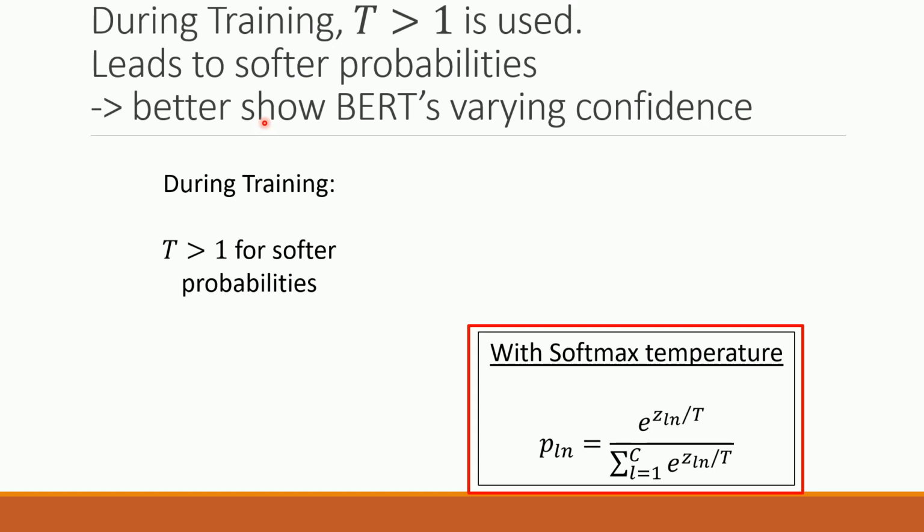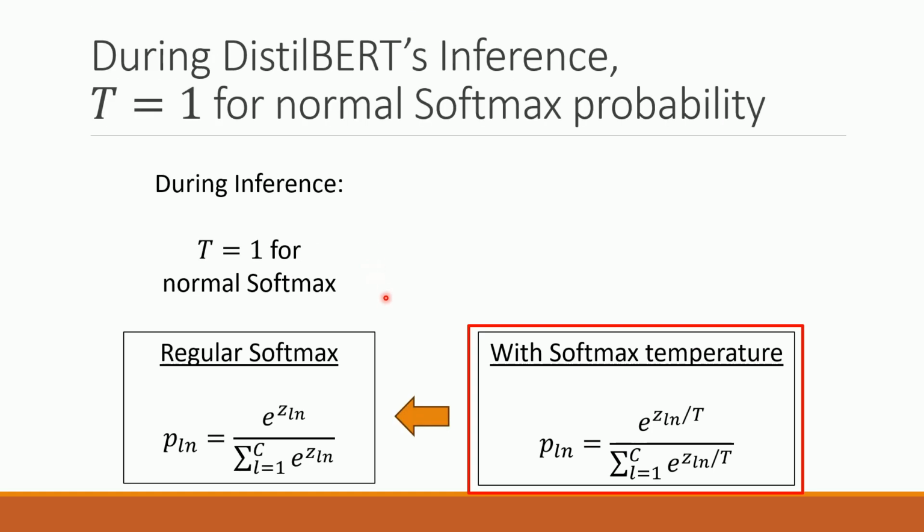So, for example, if BERT is 60% sure that this word is the correct answer, as compared to this other word, which is maybe 30% sure, right? So we want to show this sort of variation instead of having a very sharp, like, maybe 5% versus 90%, right? So this is what it means by softer probabilities. So we set T to be greater than 1 to achieve this. And then after training DistilBERT, during inference time, we set T back to 1, which is just regular softmax.